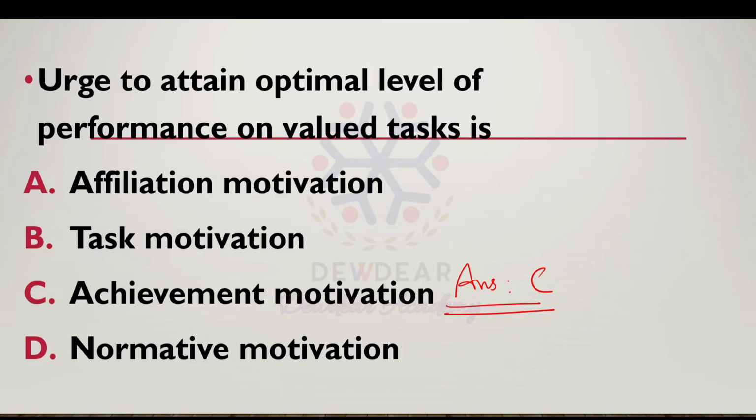Then task motivation means individuals must perceive that they are initiating the motivation to undertake the task. Motivation to undertake a particular task is known as task motivation. Normative motivation is the desire to comply with the norms and values. So achievement motivation is the drive to attain the optimal level of performance on a valued task. The answer is option C.